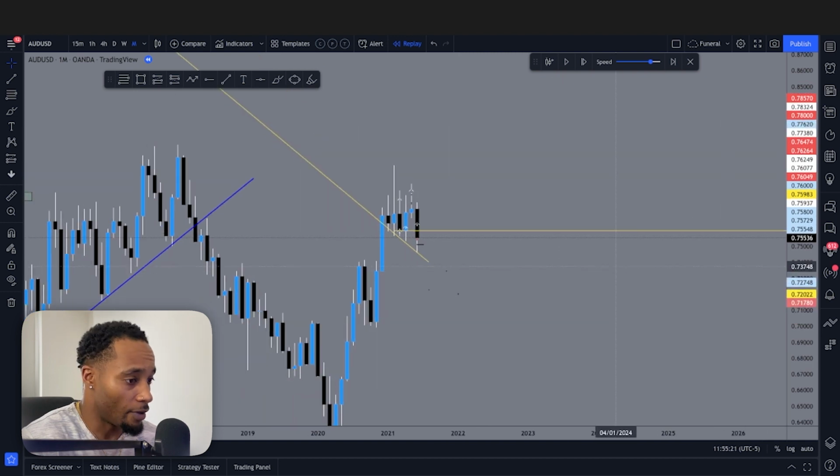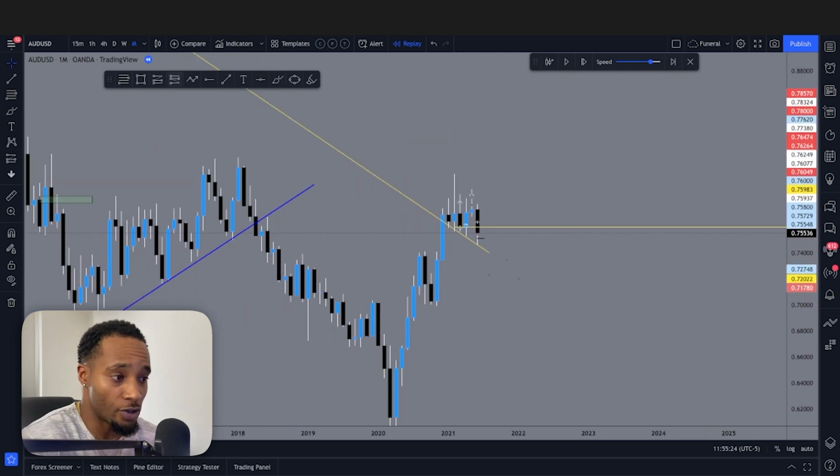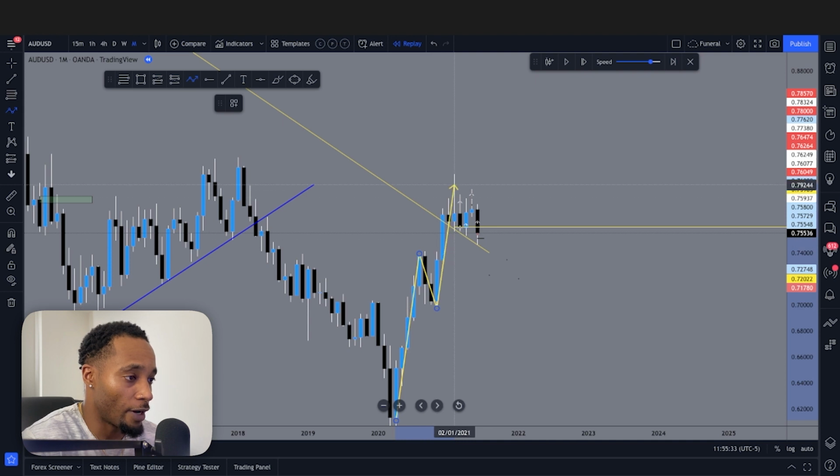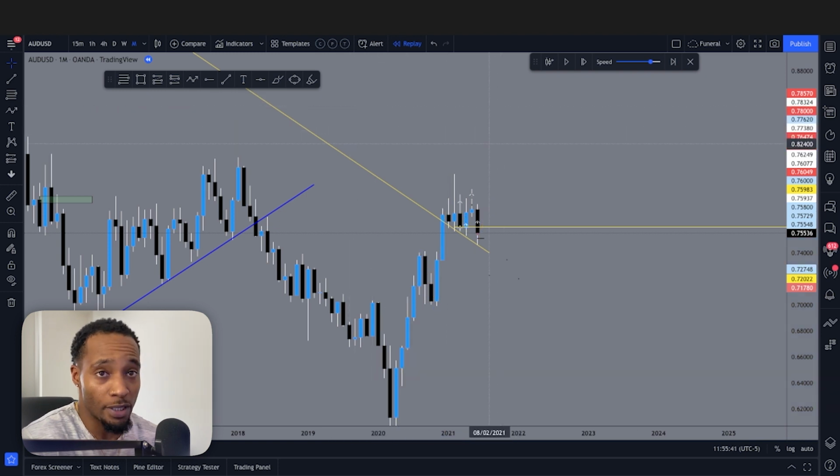So on the monthly, what can we identify? Well, if we understand structure, we know that we need to make higher highs and higher lows to continue to the upside. So far on this market on the monthly, we've created a high, a higher low, and now we've created a higher high. So we can expect a higher low in order for this market to continue up higher. Basically, this is bullish on the monthly.